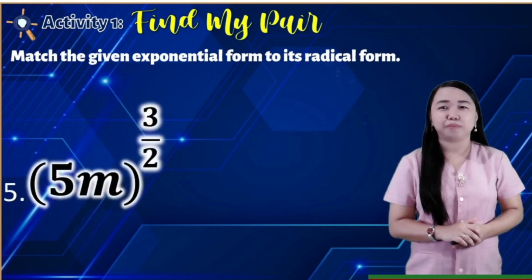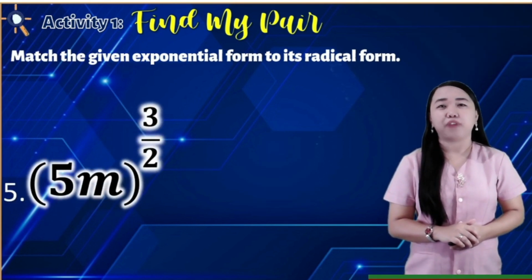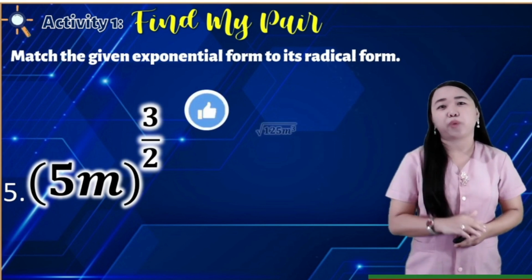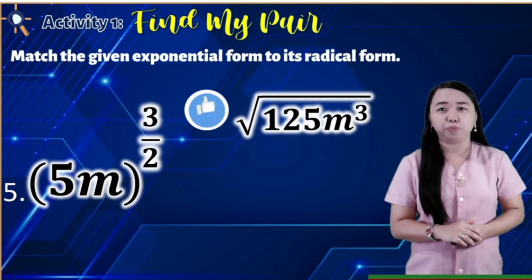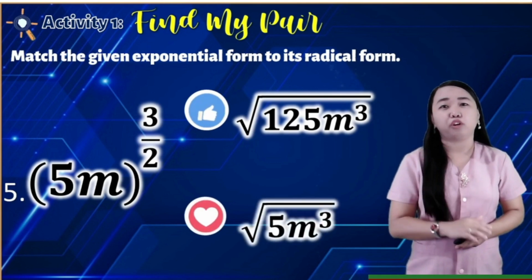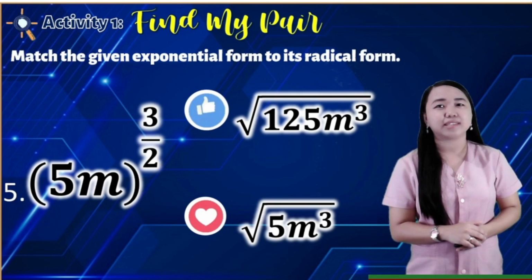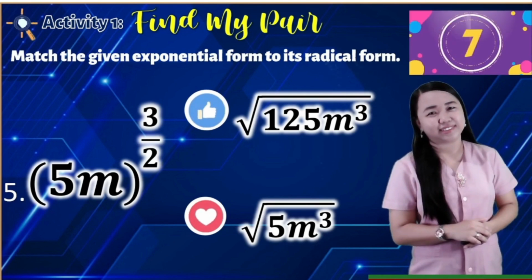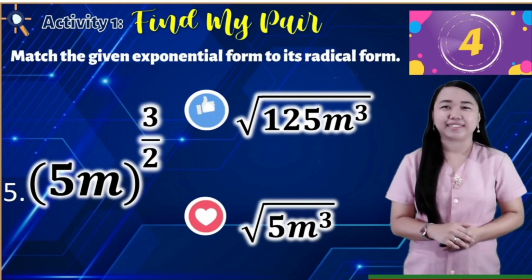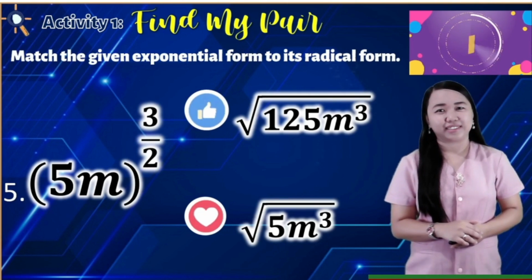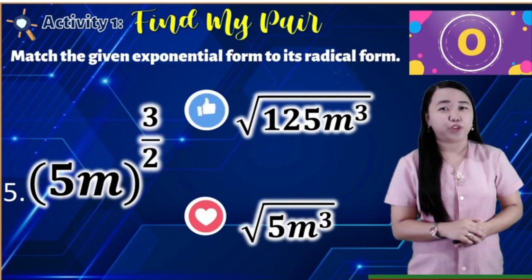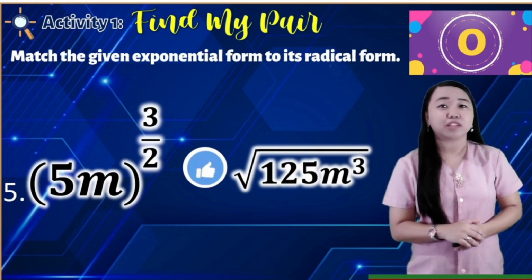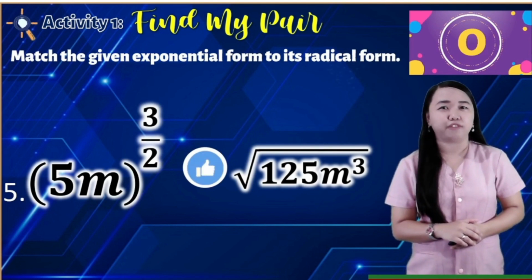The last item is the quantity 5m raised to 3 over 2. Is it like, square root of 125m cubed, or heart, square root of 5m cubed? 10 seconds, go! If you reacted like, you are correct. It seems that you have done a great job in our previous lesson.